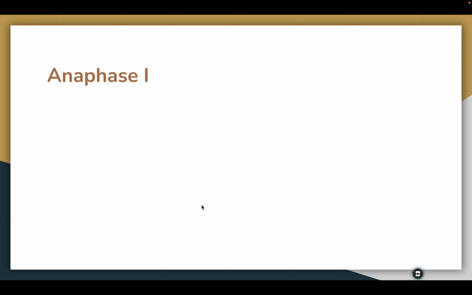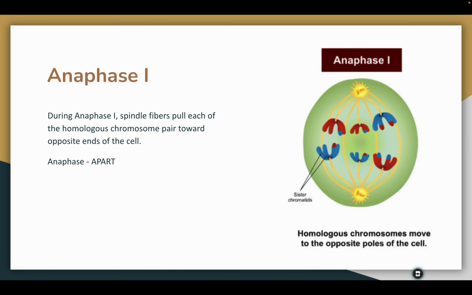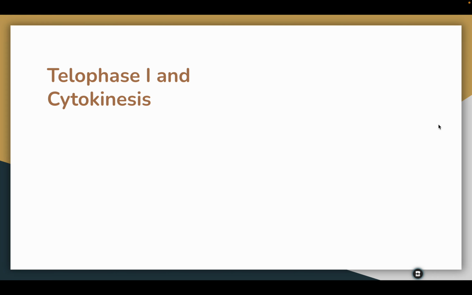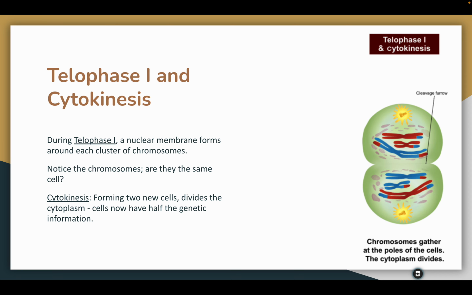And we know that anaphase, same as mitosis, we said anaphase, apart. So if you're looking, we're just pulling those apart. So again, we're separating those homologous chromosomes. They move to the opposite poles of the cell is what this picture over here says. So again, anaphase, apart. Make sure you remember that. Make sure you lock that in so that you know exactly what happens every single time you hear the word anaphase. Jumping into telophase 1 and cytokinesis.